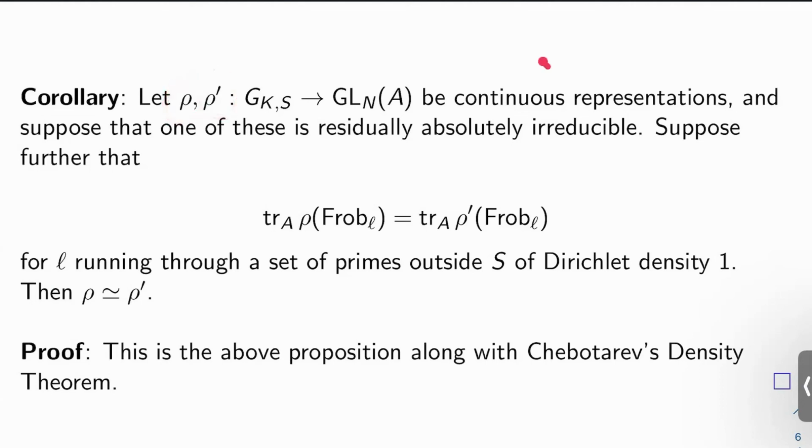Okay, so this is what I like to call effective Chebotarev density for Galois representations. We've used this already in previous chapters, and we'll use it in future chapters as well, for example the proof of Faltings' theorem. Okay, so the proof is just the above proposition along with the actual Chebotarev density theorem, which says that Frobenius elements are dense in Galois groups.